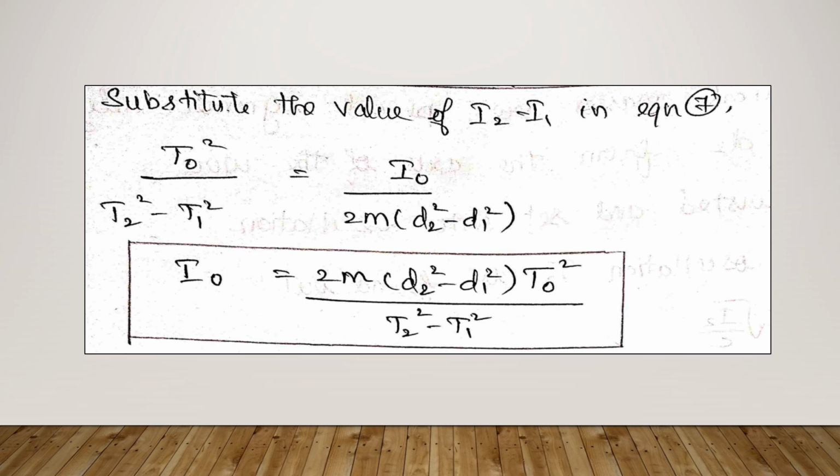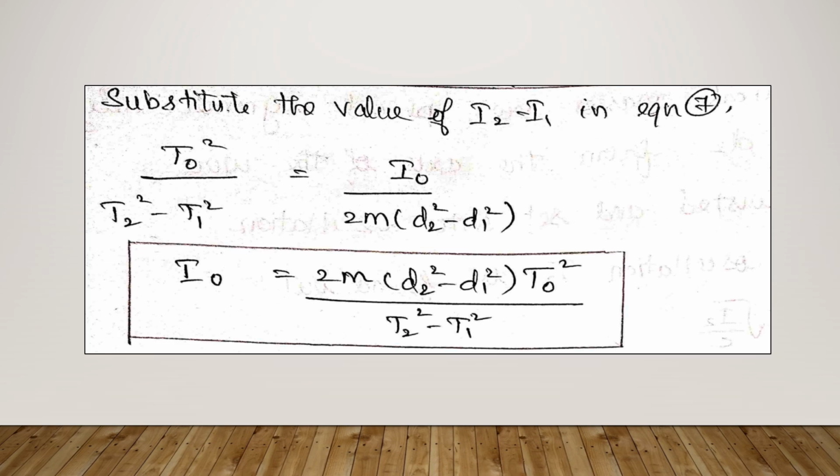So I want the moment of inertia alone, isn't it? So keep the I0 on the left side and bring all other terms to the right side. So you will get I0 is equal to 2m into d2 square minus d1 square into T0 square divided by T2 square minus T1 square. So this is the final formula for the moment of inertia of the circular metal disc.